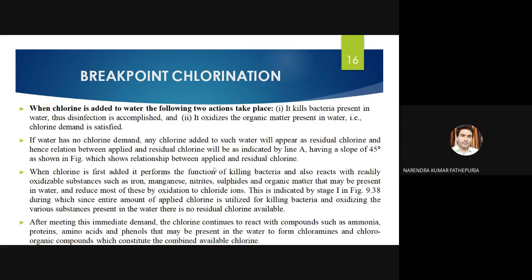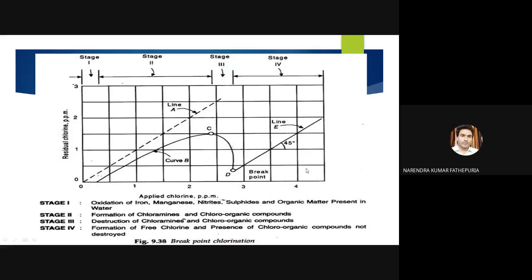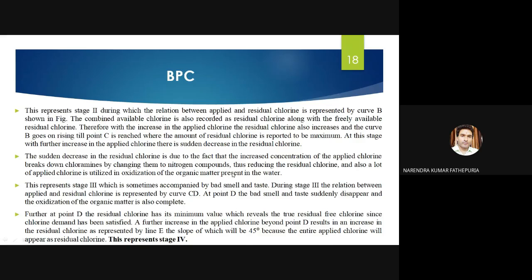So what is happening here? Having a slope of 45 degree as shown in figure, which shows the relationship between the applied and residual chlorine. This portion, how much is applied and how much is residual. The sudden decrease in the residual chlorine is due to the fact that the increased concentration of applied chlorine breaks down the chloramines by changing them to nitrogen compound, thus reducing the residual chlorine, and also a lot of applied chlorine is utilized in oxidation of the organic matter present in the water.